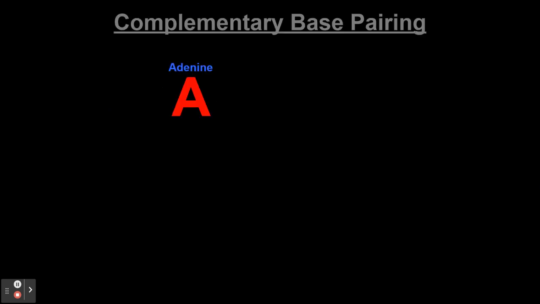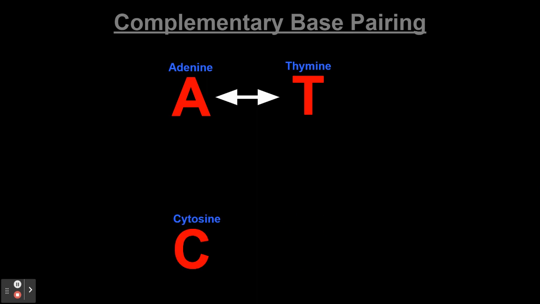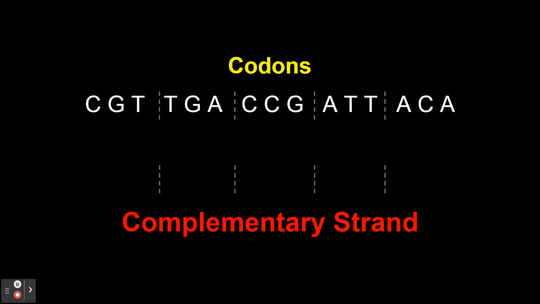Complementary base pairing: A goes to T and C goes to G. So here we have a DNA sequence, and remember that a set of three bases represents a codon. And so if I ask you to give me the complementary strand, you use complementary base pairing to give the opposite strand. So CGT ends up with GCA, and so on.